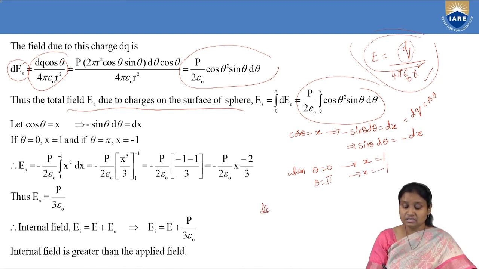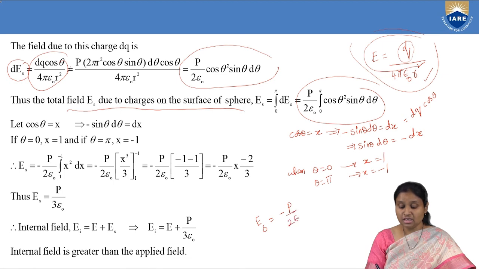So now what happens to this integral? It will become ES is equal to minus P by 2 epsilon naught. And what are the limits of integration? They are from plus 1 to minus 1. And what is cos theta? It is x. Because cos square theta is there, we'll have x square. And sin theta d theta, of course, minus we have already taken, so we have to consider dx. So this is minus P by 2 epsilon naught.